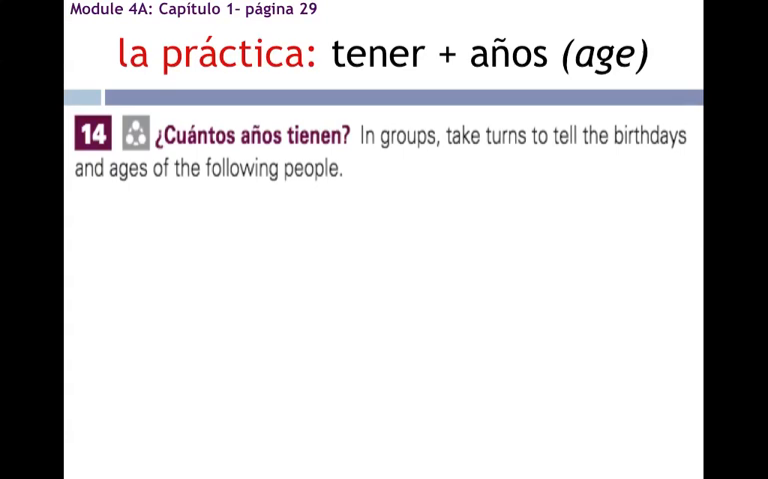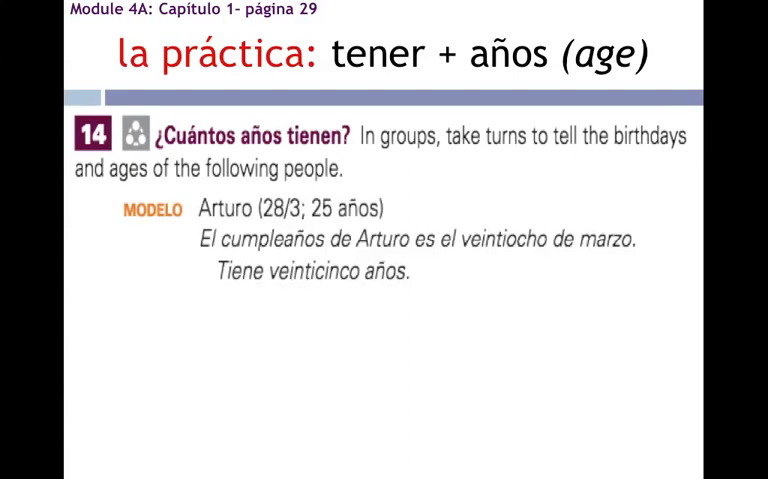¿Cuántos años tienen? On your own, you're going to tell the birthdays and ages of the following people. So mira el modelo. We have the name Arturo. We have su cumpleaños. Remember, it's the date first, so it's the 28th of the third month, March. And we have la edad, the age. E-D-A-D, edad is how you say age. So we ask the question, ¿cuándo es el cumpleaños de Arturo? El cumpleaños de Arturo es el 28 de marzo.